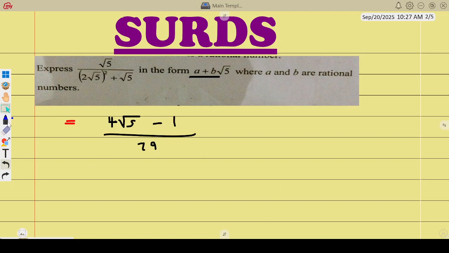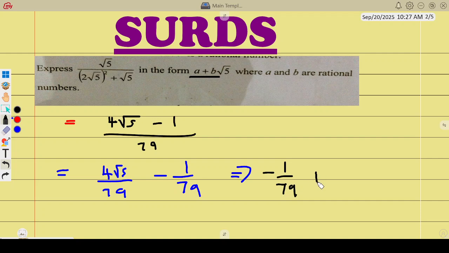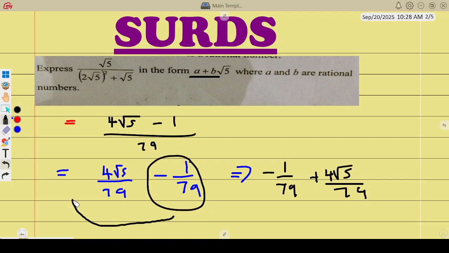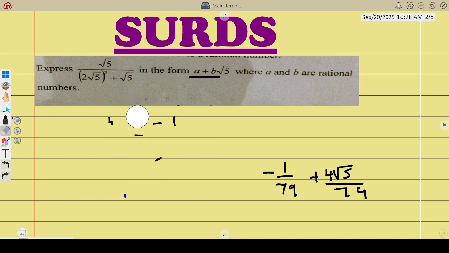And then to make it more similar to the standard form, we can separate. This will be 4 root 5 over 79 minus 1 over 79. And then we can rewrite this more properly: negative 1 over 79 plus 4 root 5 over 79. We've just swapped this one, it goes in front. So this is the final expression that we get.